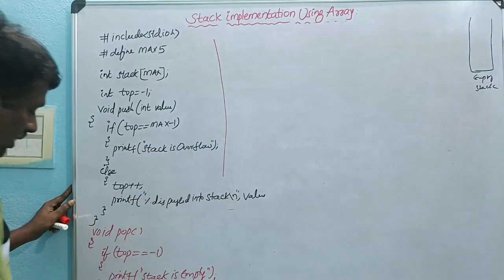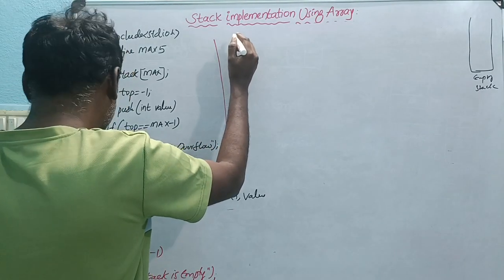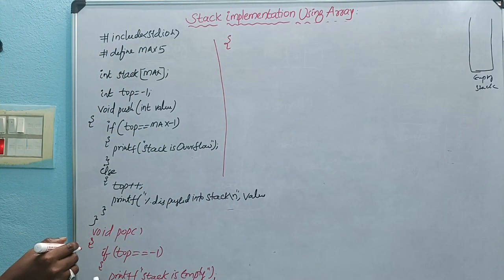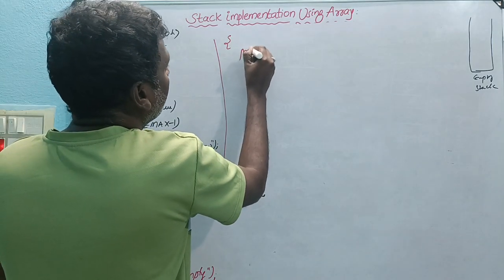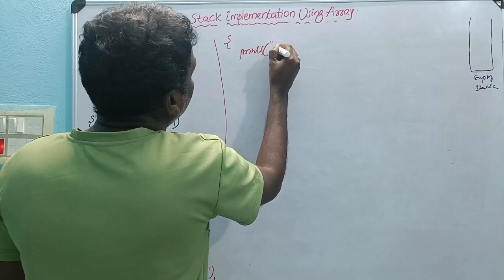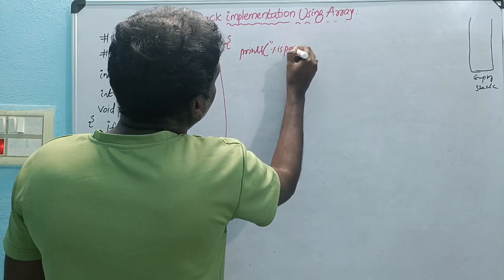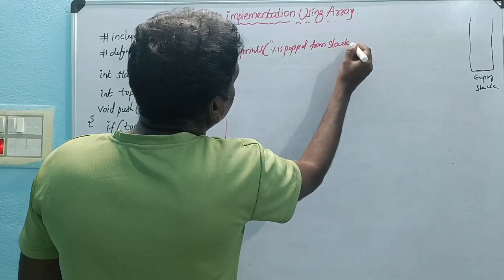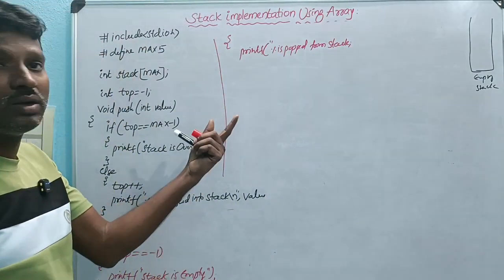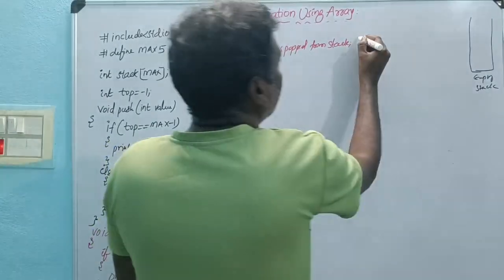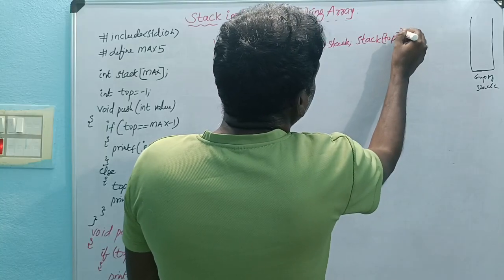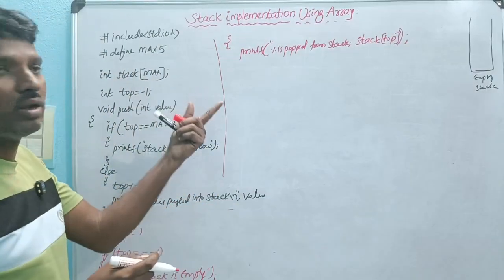Continuation writing here. Else, which means the stack has some elements. Then printf "%d is popped from stack". In that, which element is popped from your stack? The stack top element.